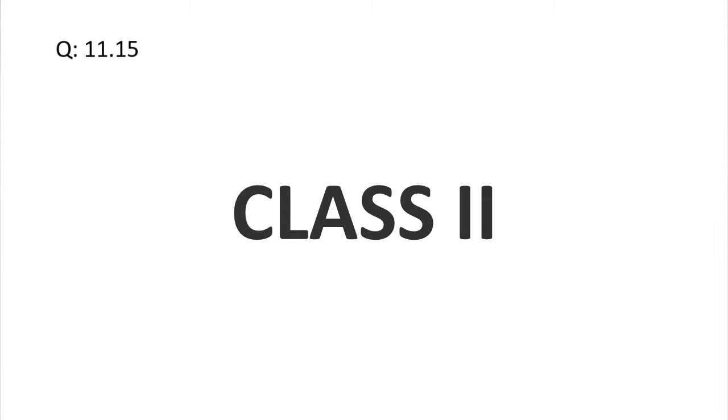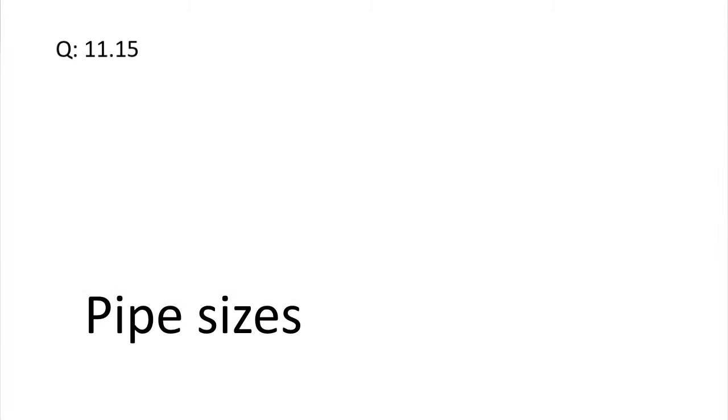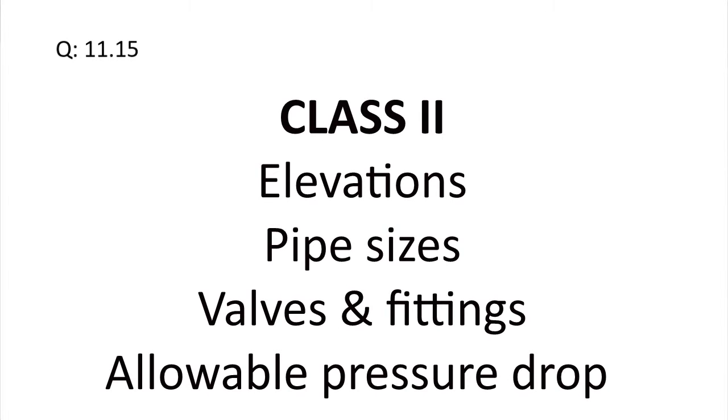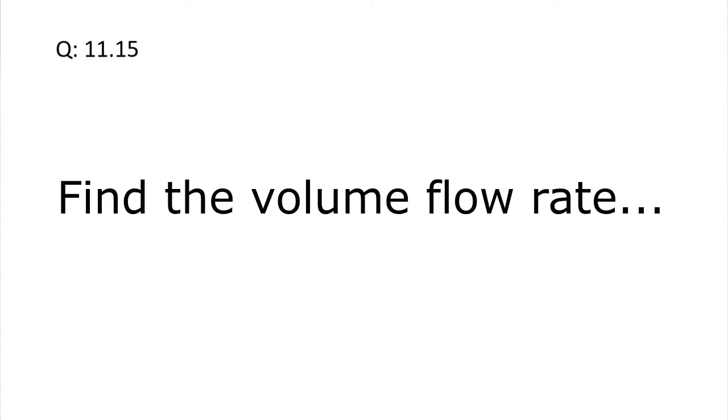To deal with a question, first of all we need to know what class it is. For question 11.15, class 2 has been chosen because a few data are given, which are elevations, pipe size, valves and fittings, and allowable pressure drop at key points in the system. Also, the volume flow rate is to be determined.